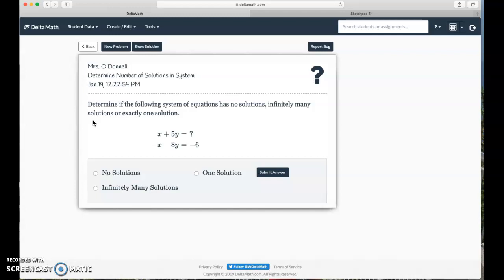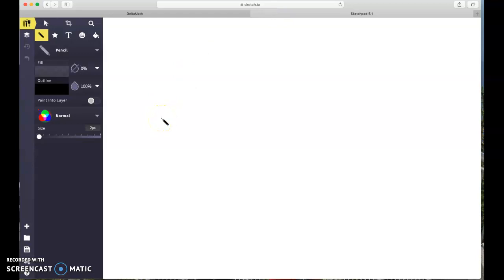So let's see here. There's a couple of ways we could approach this, right? We've got x plus 5y equals 7 and negative x minus 8y equals negative 6. We could hop over here to our sketch pad. I'm going to just write that down. x plus 5y equals 7. It's in standard form right now, but we know standard form is sometimes a little tricky to see special characteristics. So let's put it into slope-intercept form.